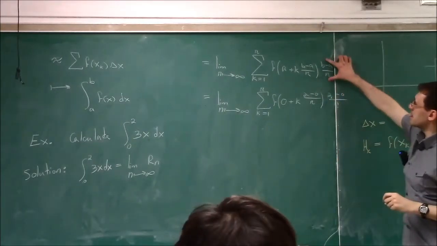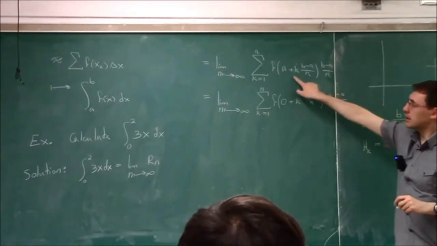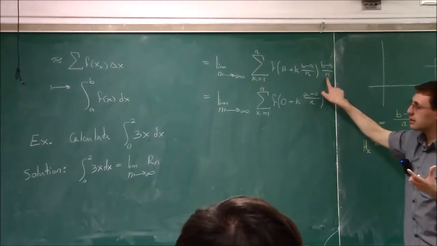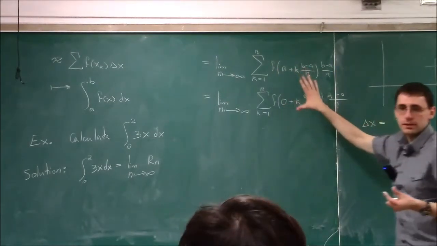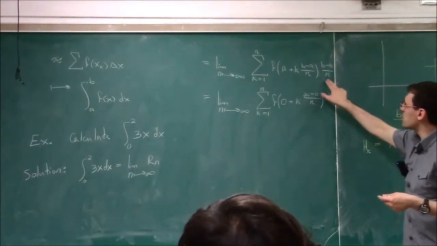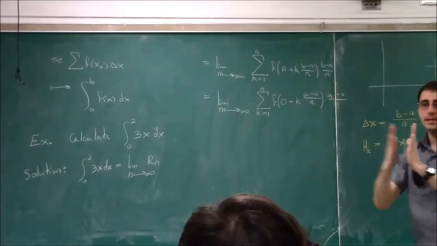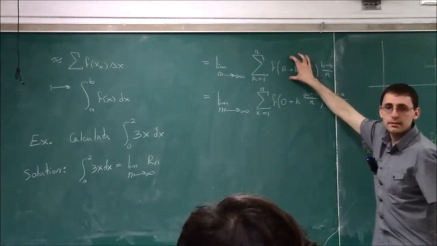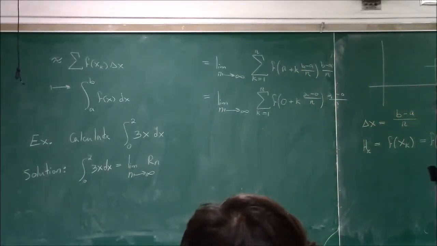Now, this b minus a over n refers to what? The width, right? You have to not forget what this is. If you remember, then you don't need to just memorize this formula. So b minus a over n represents the width of this very thin rectangle, and this represents its height.